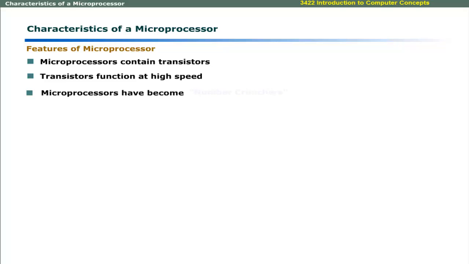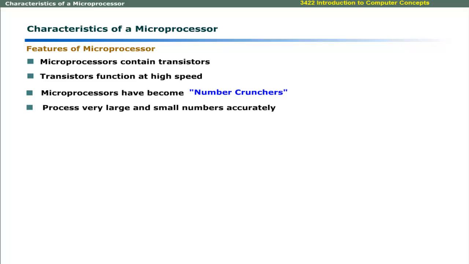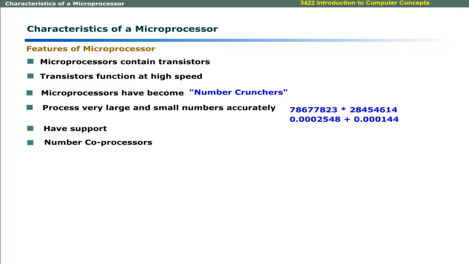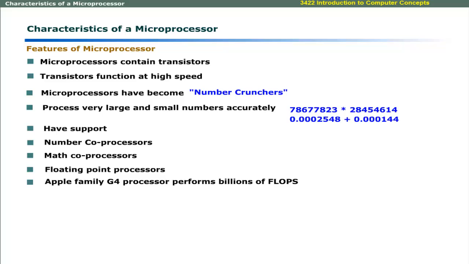Microprocessors have become number crunchers and can process very large or very small numbers accurately. For this purpose, microprocessors have support of number coprocessors, math coprocessors and floating point processors. For example, Apple Power PC family G4 processor is capable of performing billions of floating point operations per second.